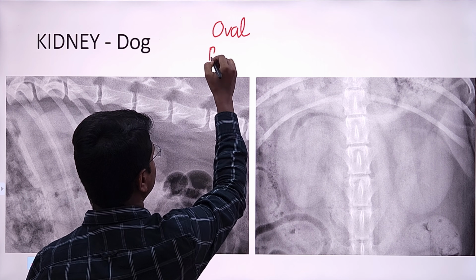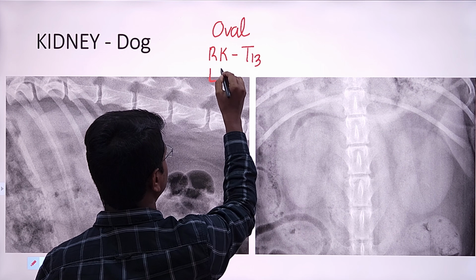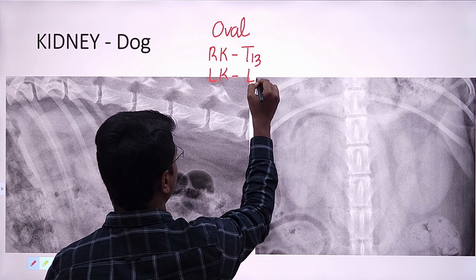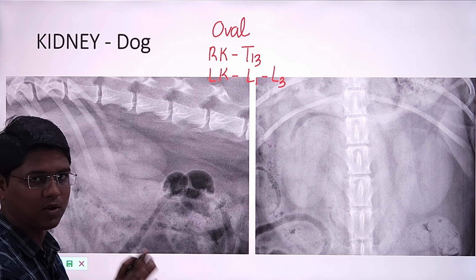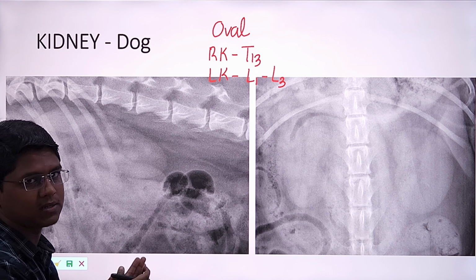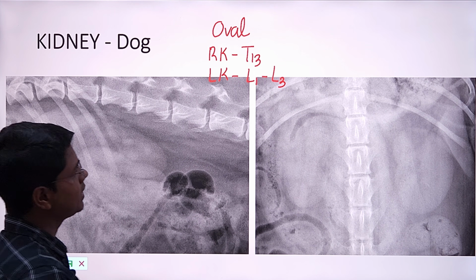The right kidney is usually located at the level of T13 and the left kidney is located at the level of L1 to L3. It is not exactly so in every dog. This is a reference mark which you can note to locate those kidneys.